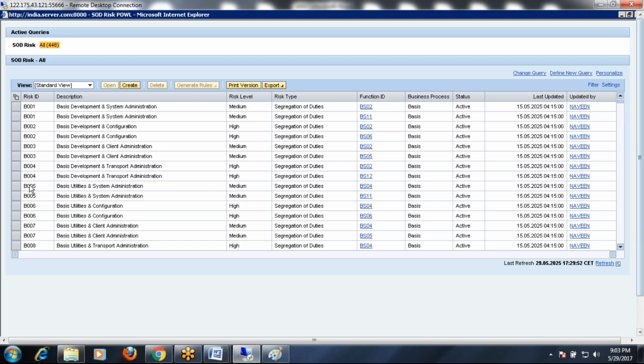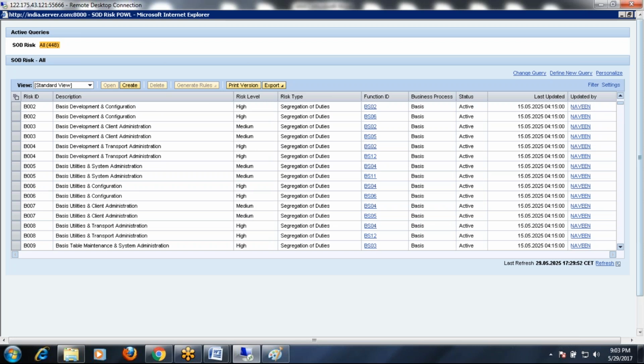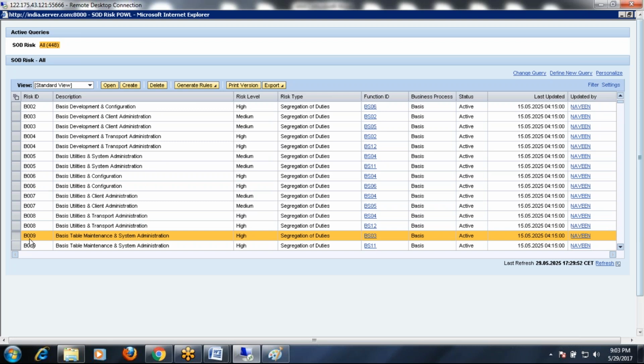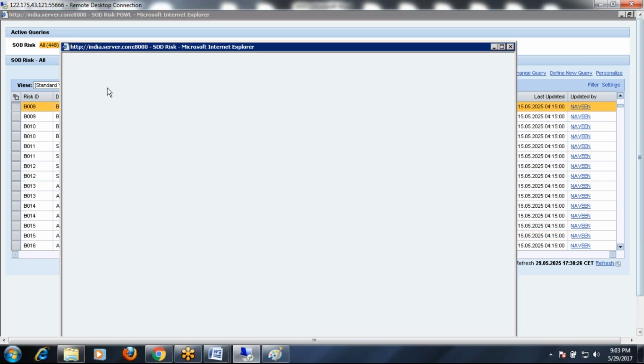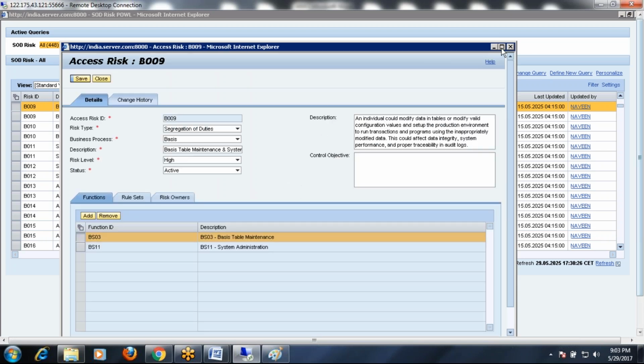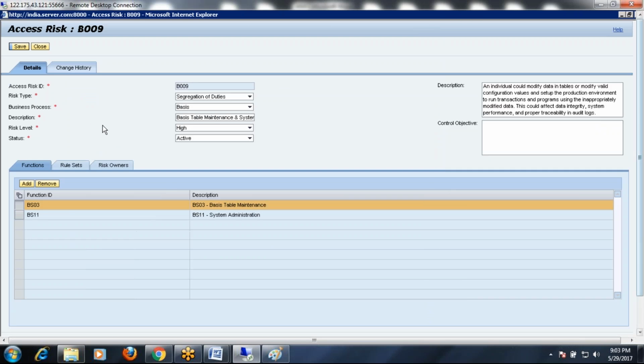Okay. Now you can see, pick up anyone. So let us pick up like this one, B009. It stands for Basis Table Maintenance and System Administration. Let me open this. Right, you can look here.